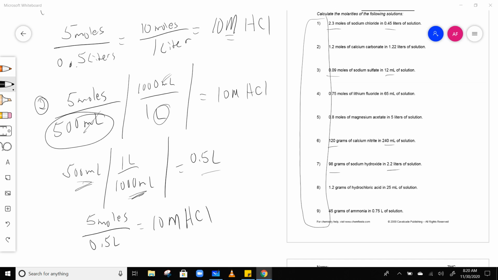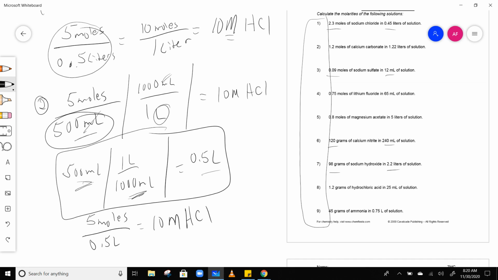Appreciate it. Okay, so again, molarity is just moles over liters, right? So if we're given moles, we're good. If we're given liters, we're good. If we're given moles and milliliters, we have to convert the milliliters to liters. We can either do it in the formula, so 5 moles over 500 milliliters, or, the way a lot of people prefer, take the milliliters first, convert them to liters, and then plug it back into the formula.